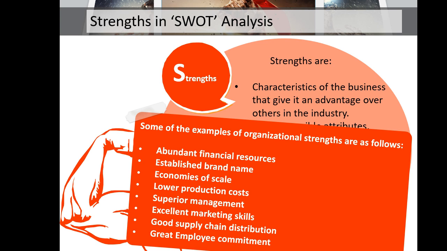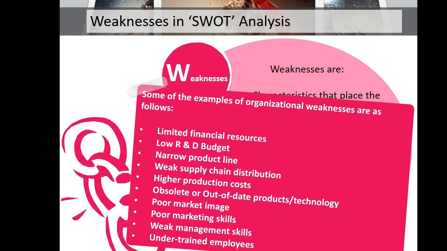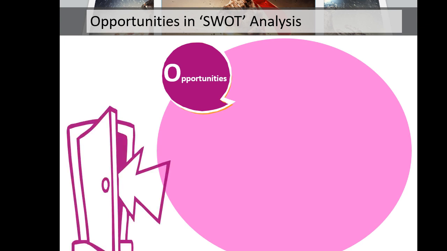Some examples of organizational strengths are abundant financial resources, established brand name, economies of scale, lower production costs, superior management, excellent marketing skills, good supply chain and distribution, great employee commitment. We have weaknesses such as limited financial resources, low research and development budget, which is common with most SMEs, narrow product lines. Most SMEs don't give customers choices. Others are weak supply chain distribution, higher product cost, obsolete or outdated technology, poor market image, poor marketing image, weak management skills, undertrained employees.